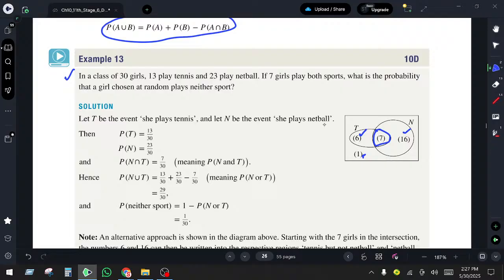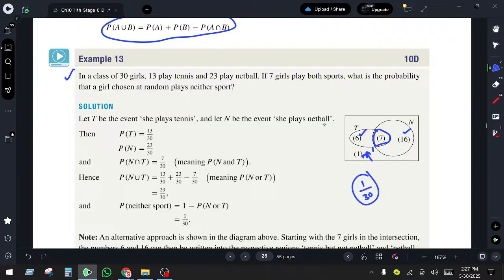This is given. So now we have to get the probability of choosing this one girl. Only one student is not playing and the total is 30. Out of 30 students, the one not playing means favorable is 1, so 1 by 30 is the answer. This is your final probability. So what we call it is she plays neither.